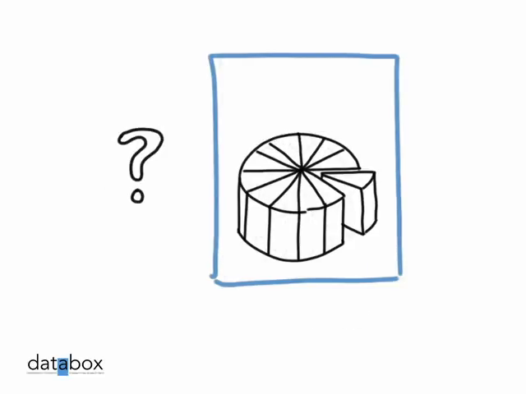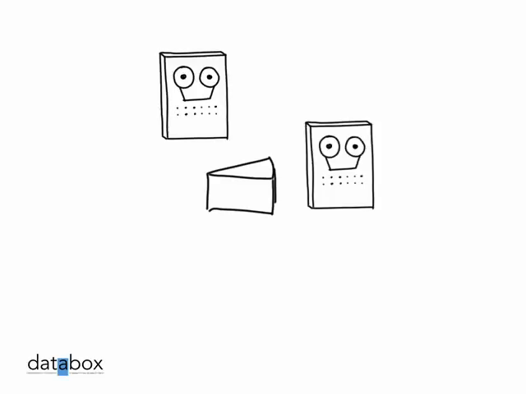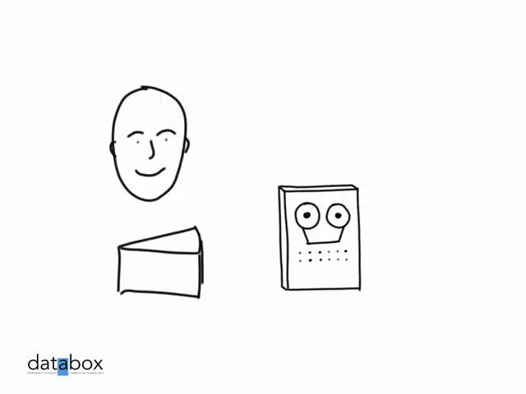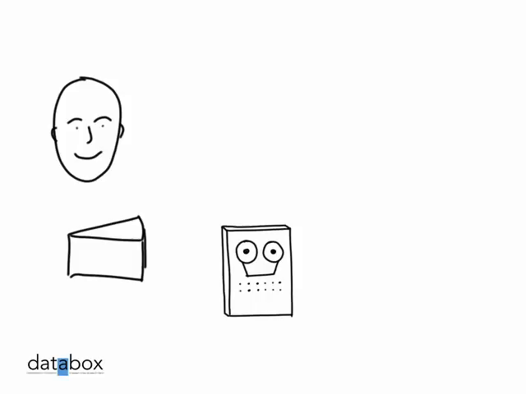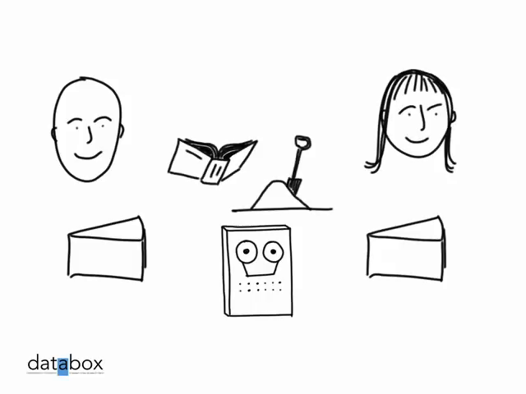But how can you use that data? How can it help you or anyone else? There are many organizations, public and private, commercial and not-for-profit, who know how to use this data. In Databox, we call these data processors. They could process your data to give you insight into what you've been doing or useful advice. They could also process your data with other people's data to learn new things or to improve the work they do.